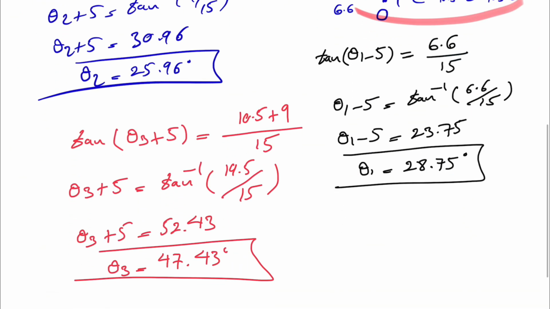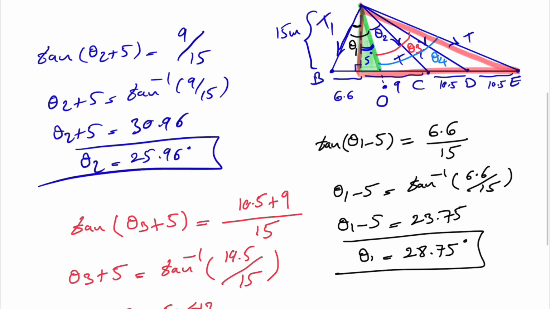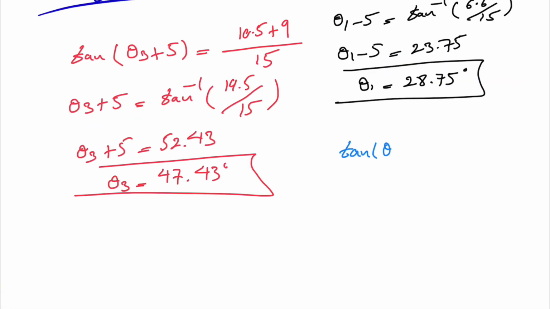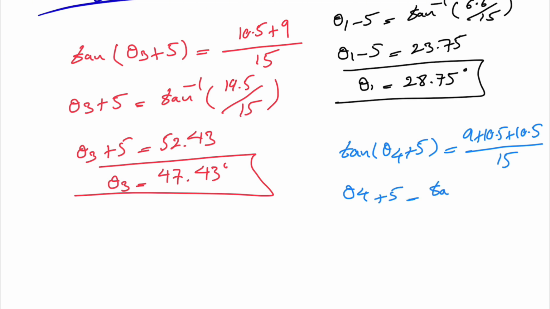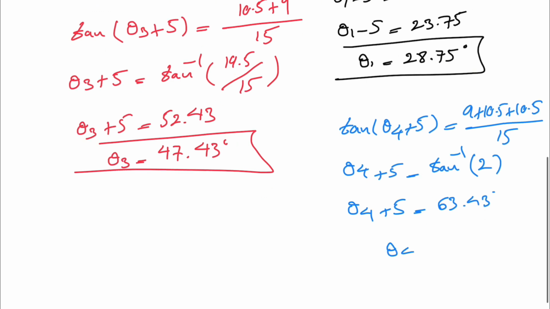So let's just write it down in here. I'm just going to clean out the figure first. So the tangent of theta 4 plus 5 will be 9 plus 10.5 plus 10.5 over 15, and theta 4 plus 5 will be tangent inverse of 30 over 15, which is 2. So theta 4 plus 5 will be 63.43, and theta 4, which is the last unknown, would be 58.43 degrees.